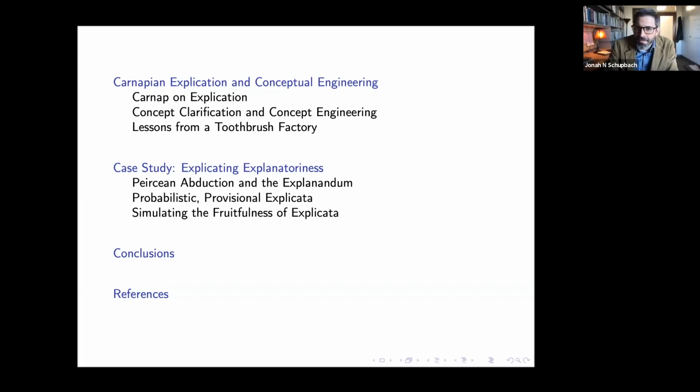And then for the second half of the talk, we'll be talking about a particular case study of concept engineering and how I've used computer simulations in that particular case. I want to basically bring these lessons from the toothbrush factory into philosophical practice and show how they show up and are useful when it comes to explicating epistemically important concepts like explanatoriness. Okay, so there's the plan. On to part one.